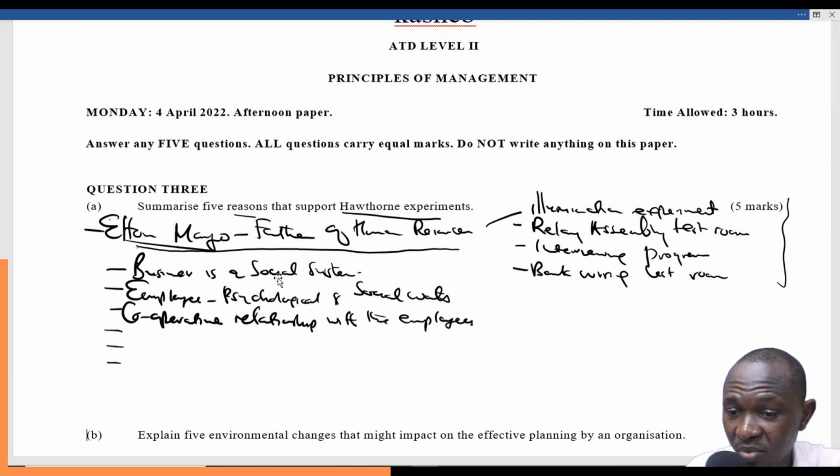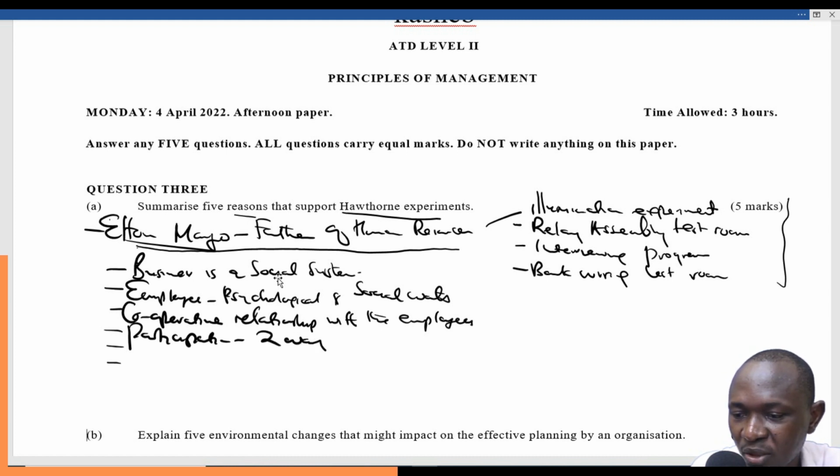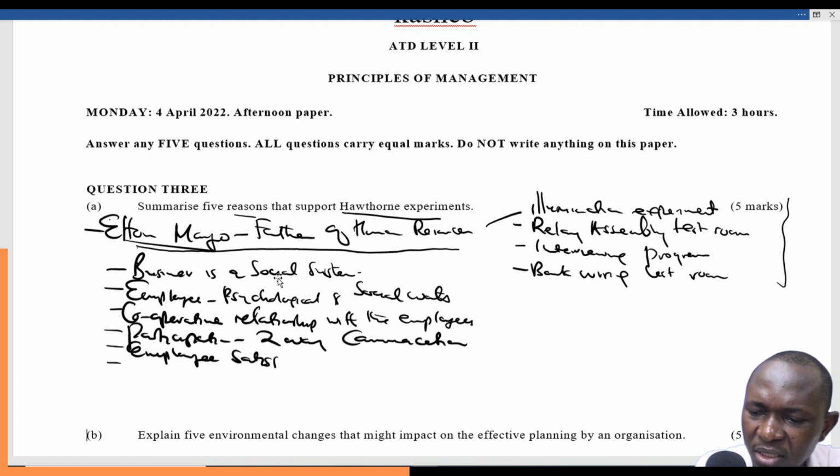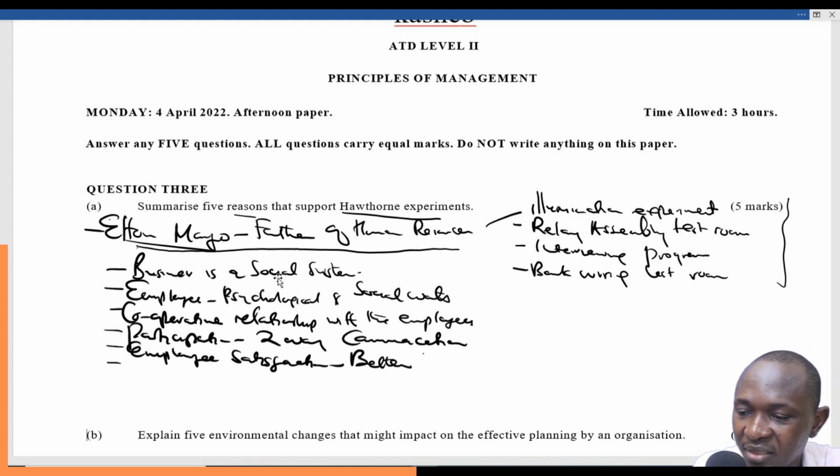And in fact, that should be the fourth point. We are talking about participation. Participation, where two-way communication was encouraged and made these employees feel like they are also part of the system and human beings. Employee satisfaction: he came up with the conclusion that employee satisfaction basically yielded better productivity. Employee satisfaction yielded better productivity.